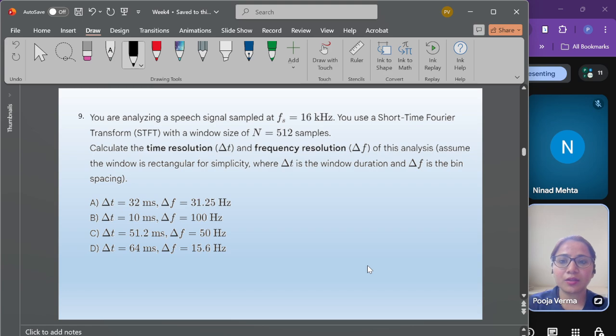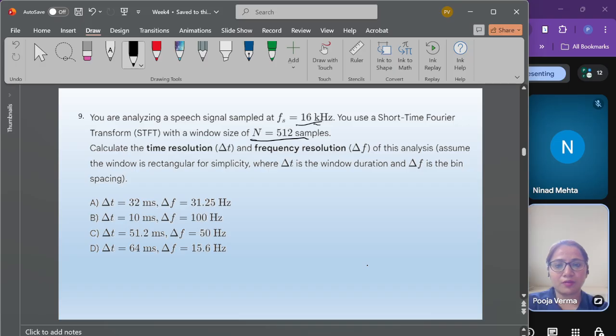So our next question is, if you are analyzing a speech signal that is sampled at fs equal to 16 kilohertz, and you use a short time Fourier transform, that is STFT, with a window size N equal to 512 samples. We need to calculate the time resolution, delta t, and the frequency resolution, delta f, of this analysis, assuming a rectangular window for simplicity, where delta t is the window duration and delta f is the bin spacing.